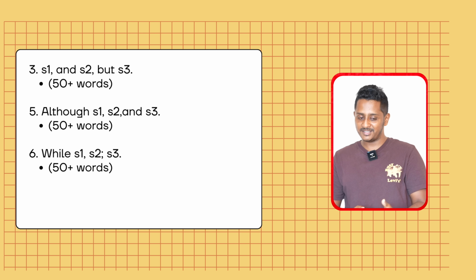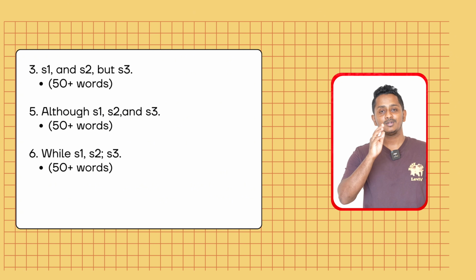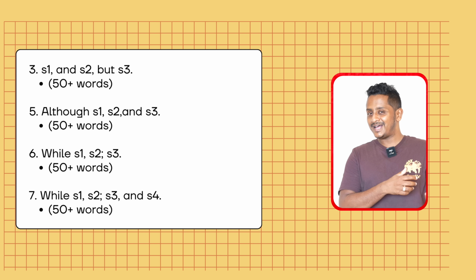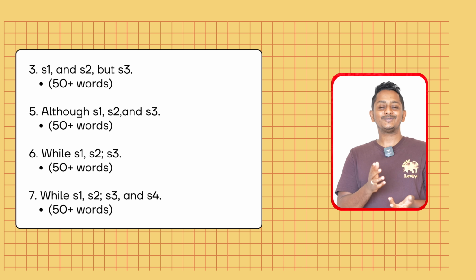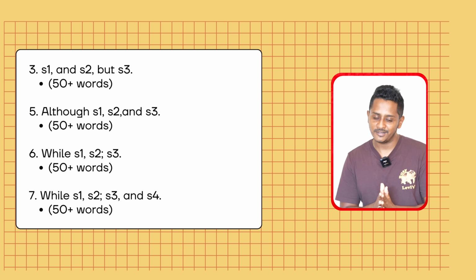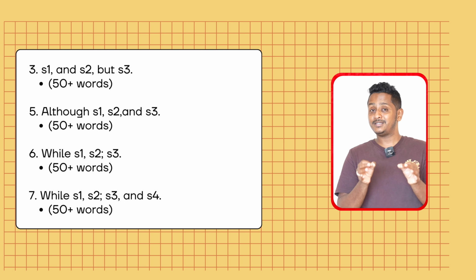Or you can go with the sixth method, while S1 comma, S2 semicolon, S3 full stop, this also we got full scores. Or the seventh one, the last one that we just did, while S1 comma, S2 semicolon, S3 comma and S4 full stop. Make sure you don't cross 75 words, and this entire thing is for PTE Academic only.